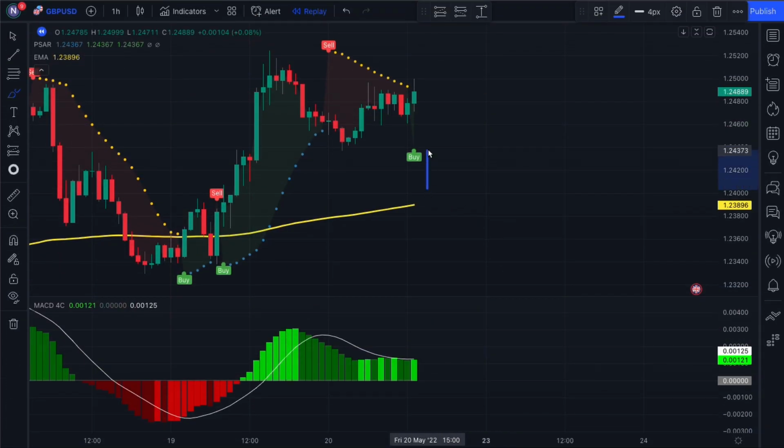Alright, here's one more long example. We see the price action is moving above the 200 EMA line, our PSAR indicator has printed a green buy label, and the MACD bar is green.